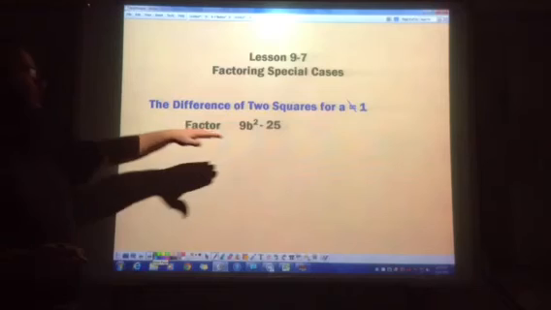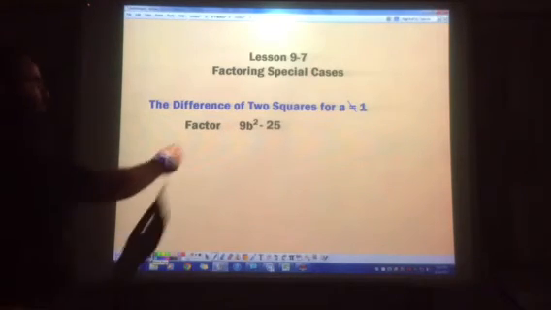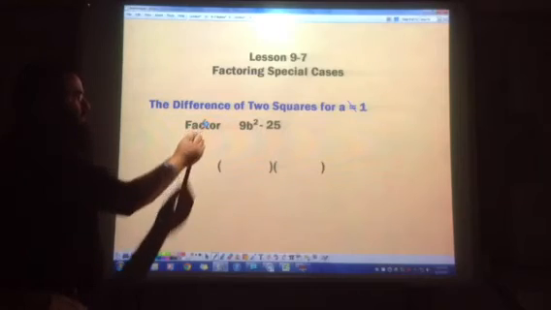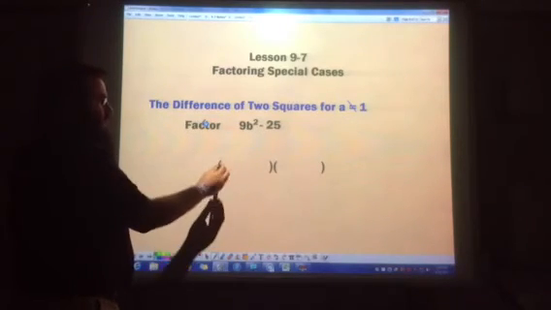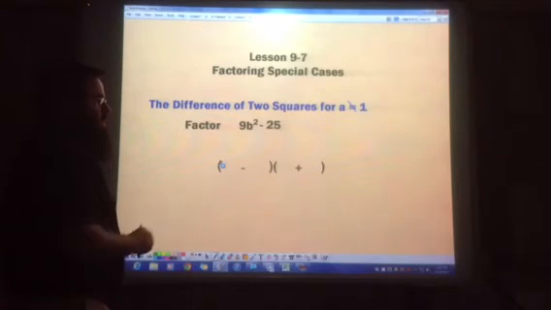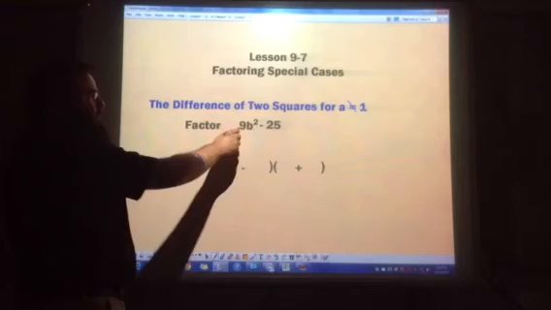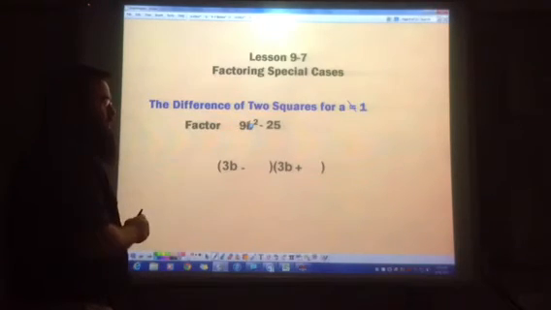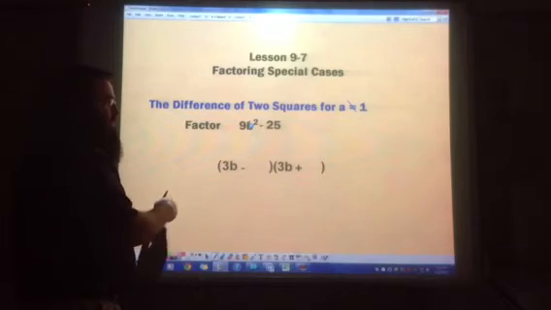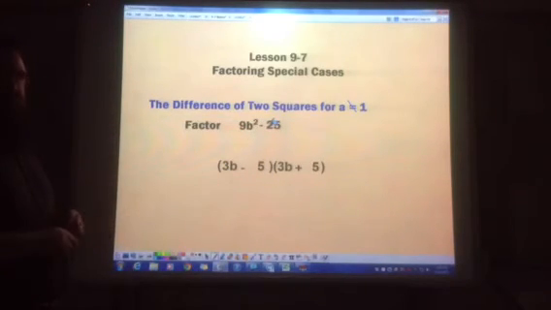Well, what if a is not 1? Well, it's the same idea. Two binomials. Again, one's going to be positive, one's going to be negative. 9b squared can be broken up into 3b and 3b. 25 is 5 and 5. And there you go. There's your answer.